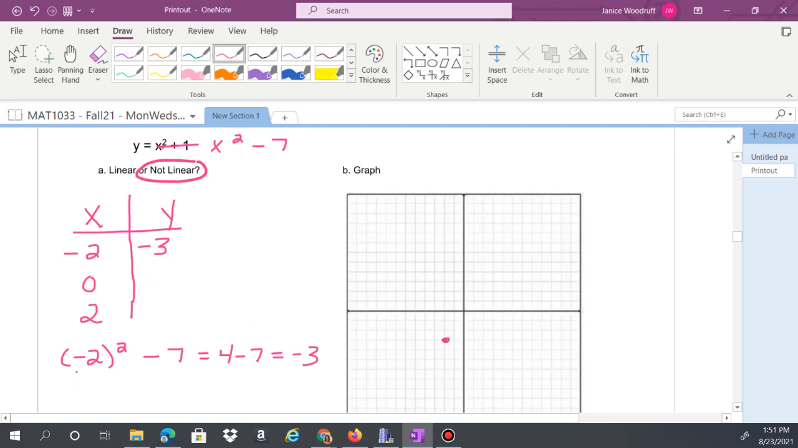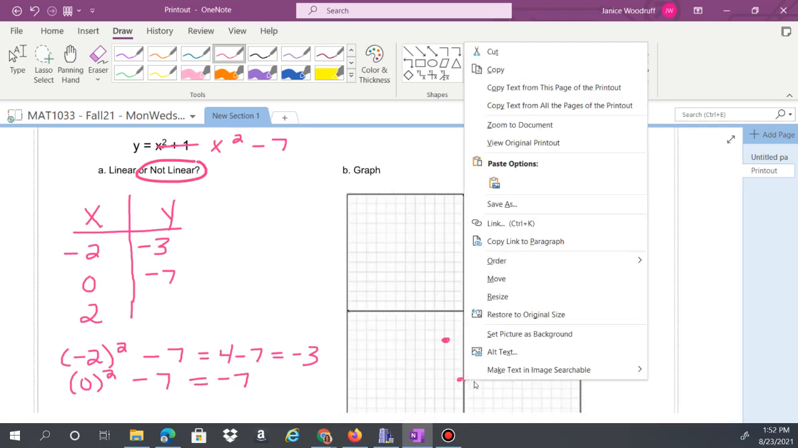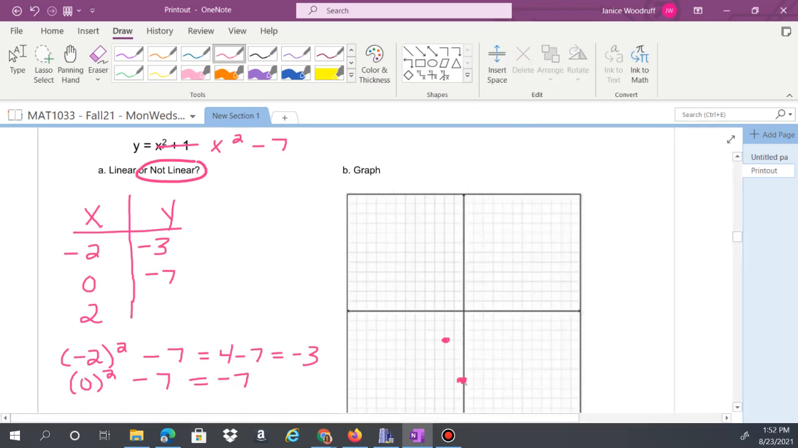And then I have 0. So 0 squared minus 7. So 0 minus 7, that's -7. So I have the point 0, -7. I don't go anywhere in the x, I just go down 7. So 1, 2, 6, 7. So about right here for that y-intercept. And then 2 squared minus 7, that's still +4 minus 7. So again, -3, but it's on the right side this time. So over to the right 2, down 3.